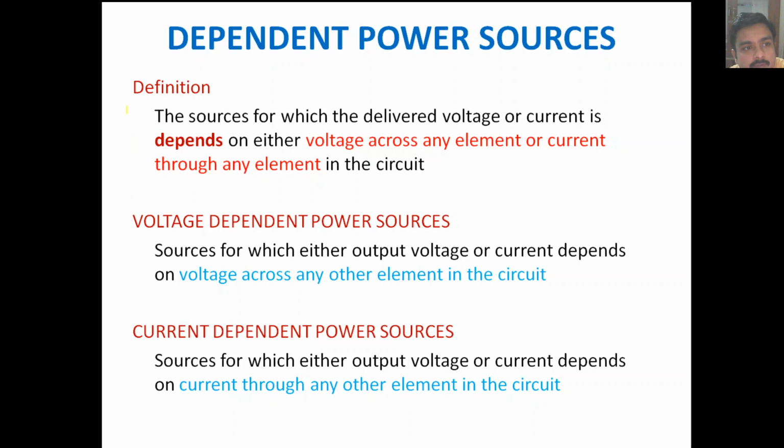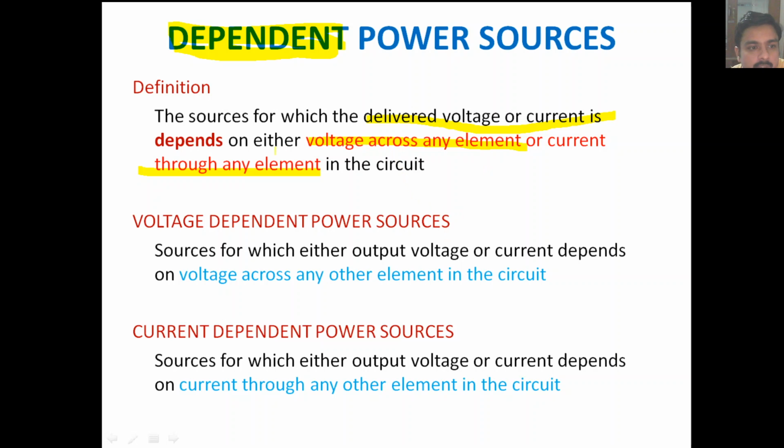For dependent power source, the word dependent clearly says that it should be dependent upon some quantity, and as I have already mentioned, the dependency can either be in the form of voltage or current, and there cannot be any third dependency. So the sources for which the delivered voltage or current depends on either the voltage across any other element or the current through any other element. If it depends upon either voltage or current, in that case that will be known as dependent power sources.